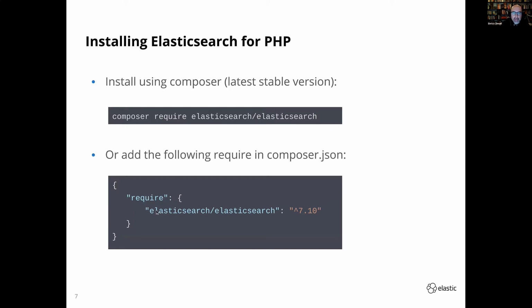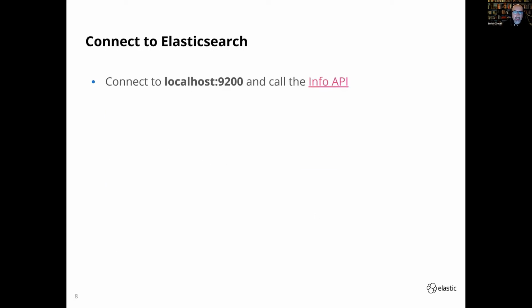Or you can add your requirements in the required section of the composer.json file: elasticsearch/elasticsearch with a specific version. Right now, the latest is 7.10. Okay, so when you have installed Elasticsearch PHP, you can start using it.